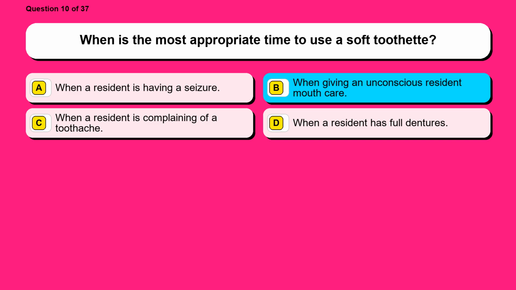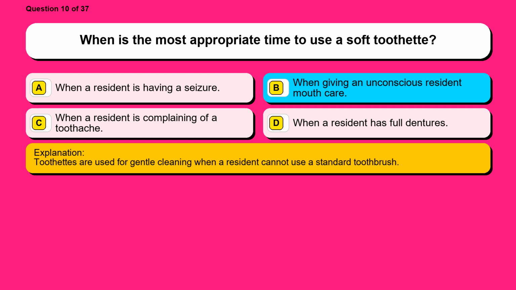The correct answer is option B. When giving an unconscious resident mouth care. Toothettes are used for gentle cleaning when a resident cannot use a standard toothbrush.